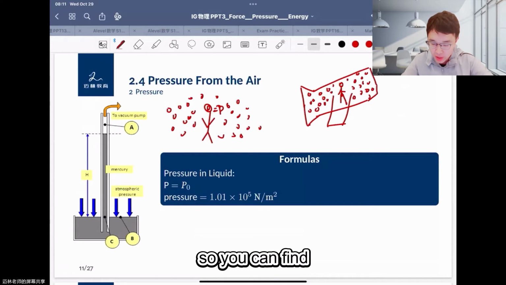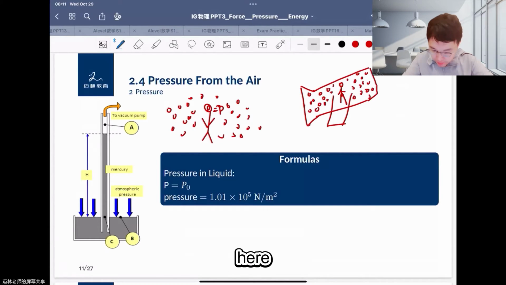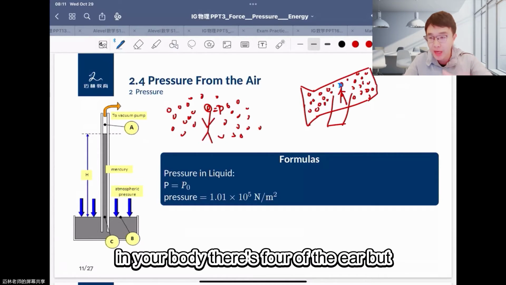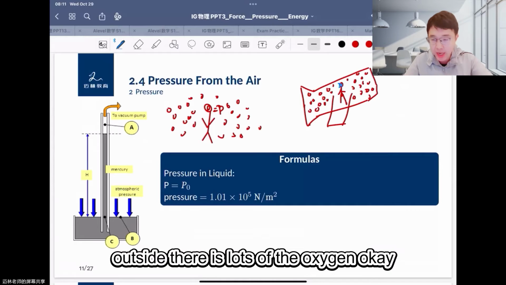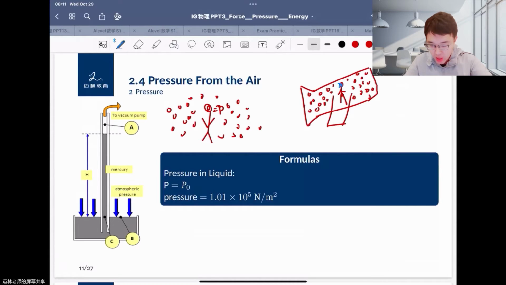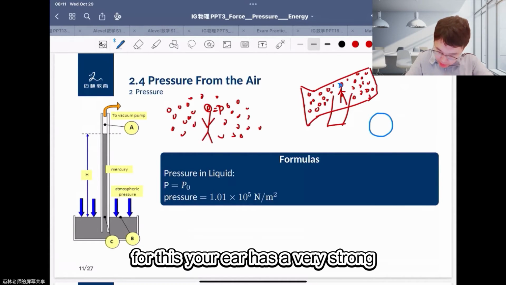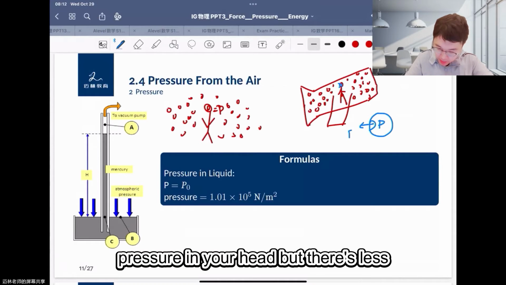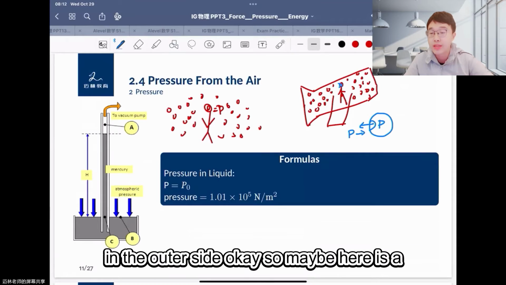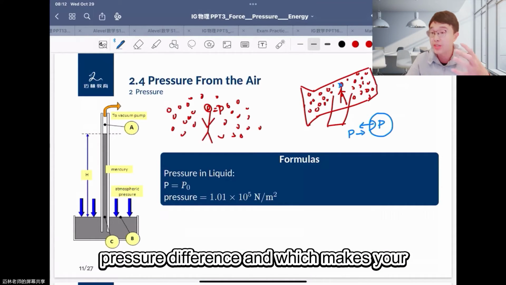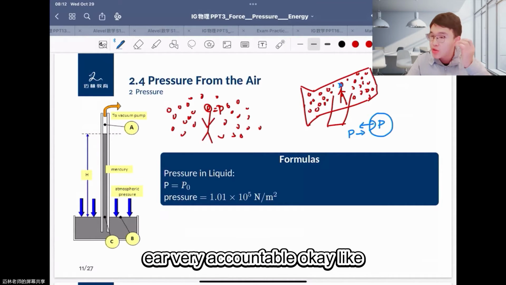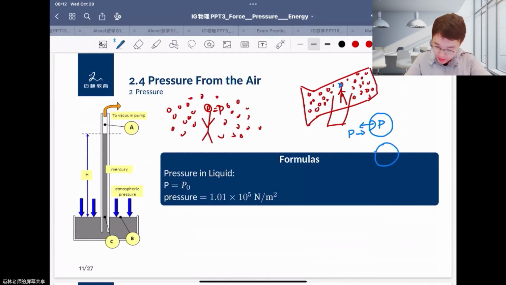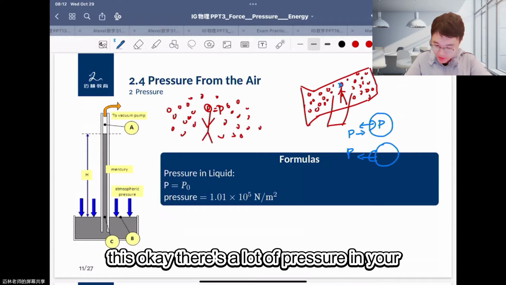Okay, so you can find here, in your body there's full of the air, but outside there's lots of the oxygen. Maybe for this, your ear has a very strong pressure in your head, but there's less pressure in the outer side. So here is a pressure difference, which makes your ear very uncomfortable. There's a lot of pressure in your body.